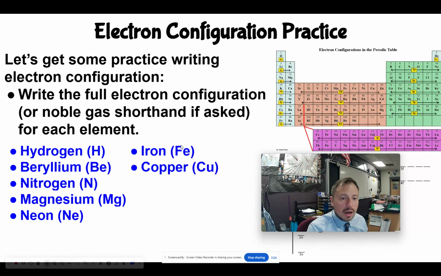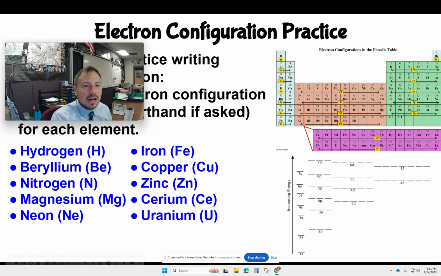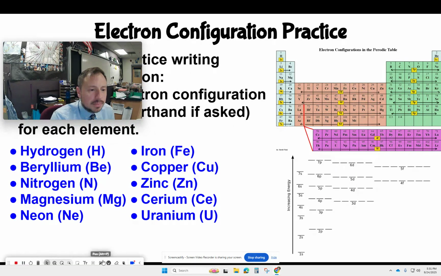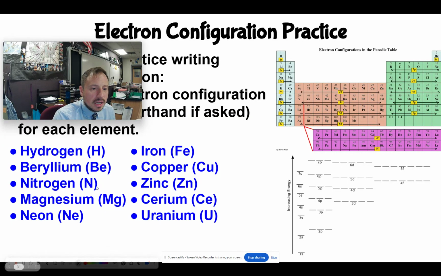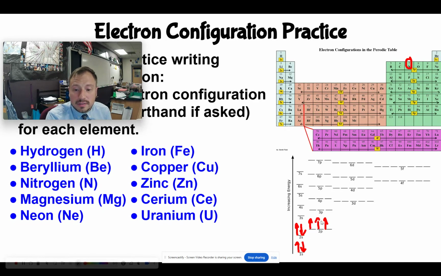I'm just going to do one of these, and then I'll let you pause it if you want to do the rest. I'm going to do nitrogen. Nitrogen is number 7, so I'm going to fill it with 7 electrons. I start with the 1s, one up, one down. I go to the next energy level, 2s, one up, one down. Now I go to the next one. Remember, I have to fill up, up, up. So that's 1, 2, 3, 4, 5, 6, 7. That's going to be the electron configuration for nitrogen.